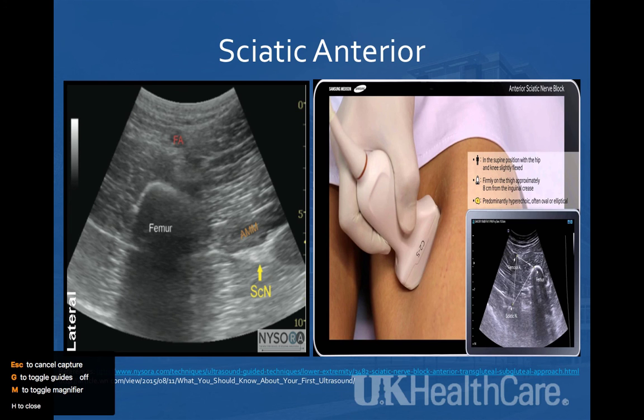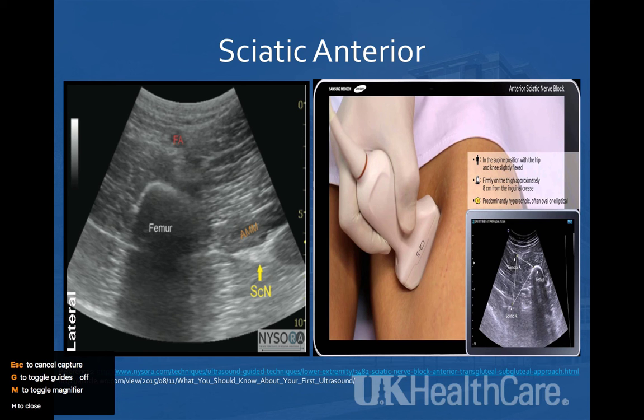So the sciatic nerve itself has multiple different approaches. The anterior approach is a fun block to do, but you have a lot of tissue that you have to get through to get to the nerve. As we're looking at the ultrasound image on the left, what we're really looking for is the femur. We're putting our probe, like the picture on the right, on the medial aspect of the thigh itself. The nice thing is, the femur is a big structure. It's fairly hypoechoic, so you can see your landmarks a little bit better.